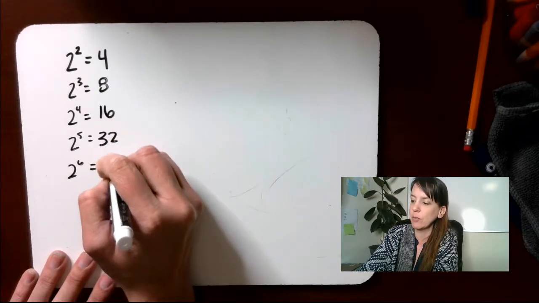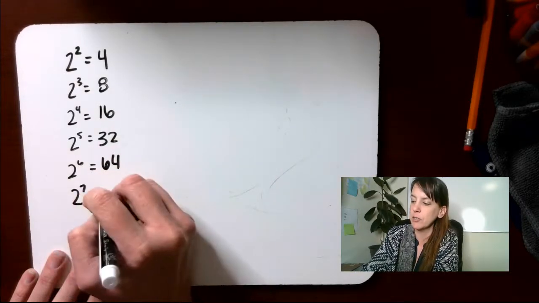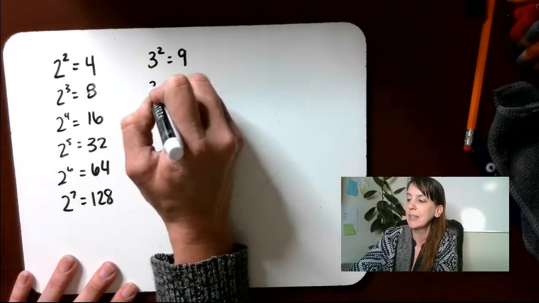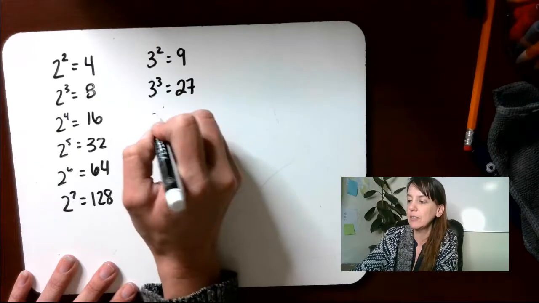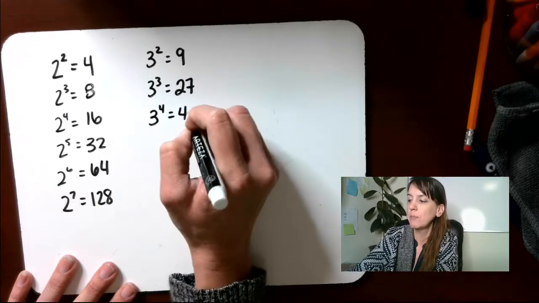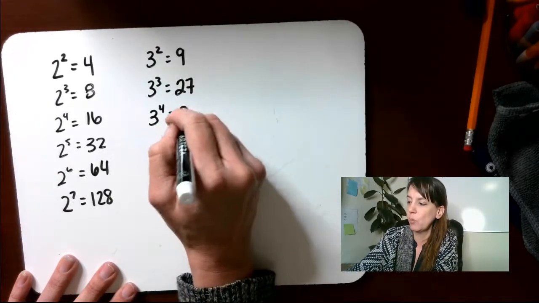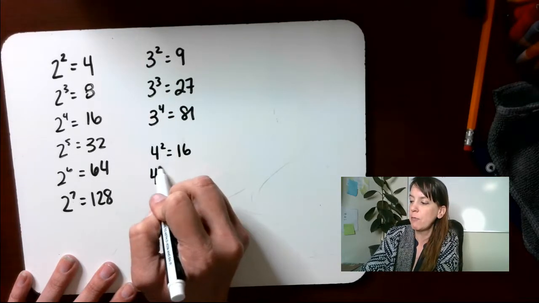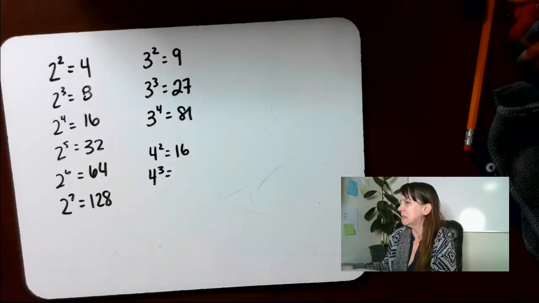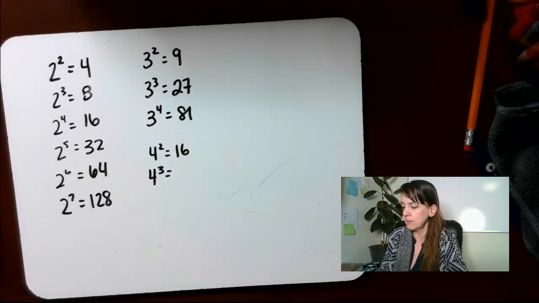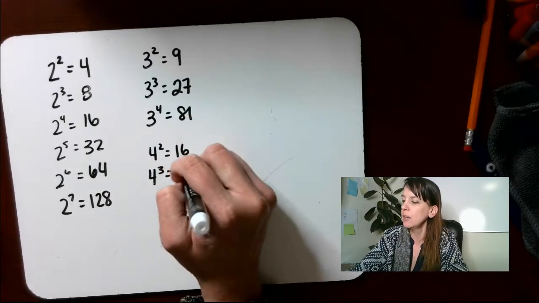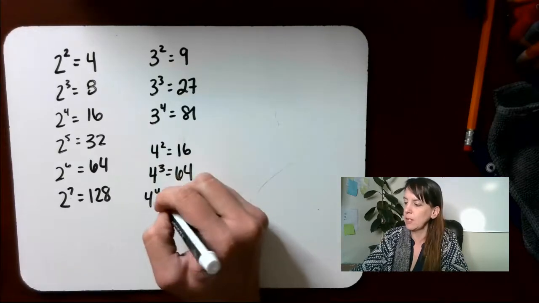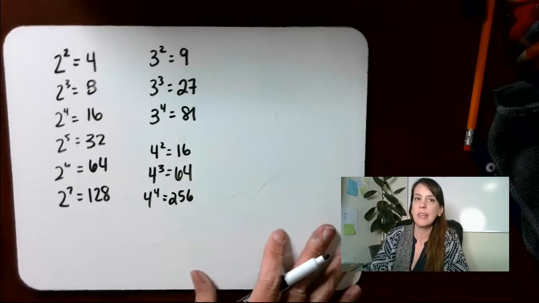If we haven't already done this, I can't remember. I've done it with a couple of my classes, so I apologize. So 128. Then I also want you to do 3 squared equals 9. 3 to the 3rd equals 27. 3 to the 4th equals 81. And then you're going to do 4 squared equals 16. 4 to the 3rd equals 64. Oh yeah, 64, okay. 4 to the 4th equals 256.